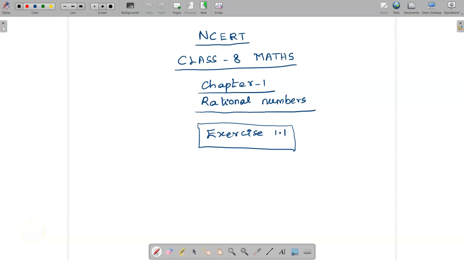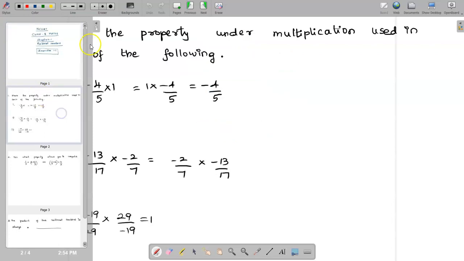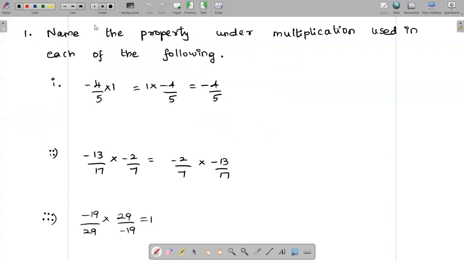Hello students, today we are going to see chapter 1, rational numbers, exercise 1.1. In this exercise we have 3 questions, and the first question is: name the property under which multiplication is used in each of the following. So we have to find out the property which they have used in these problems.